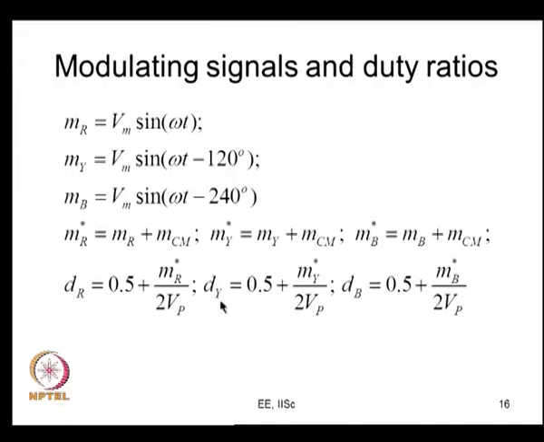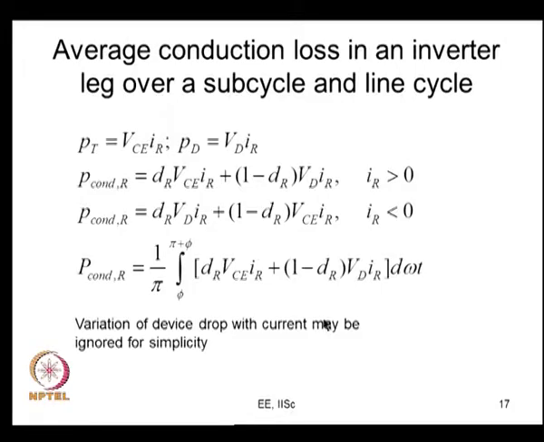Similarly, in Y phase you will have the top device on for some duration and the bottom device will be on for the remaining duration. This is the duration for which the top device is on divided by the subcycle duration, and that has to be between 0 and 1. So, you can see that it is 0.5 plus MY star by 2 Vp, and similarly the duty ratio here is 0.5 plus MB star by 2 Vp. So, these are the modulating signals and duty ratios, and you need these duty ratios for calculating the conduction losses you are just going to see now.